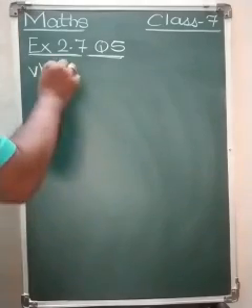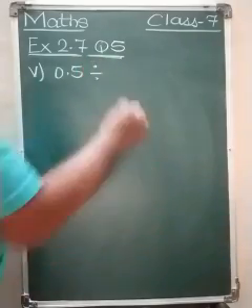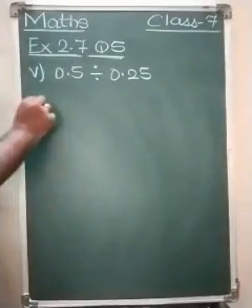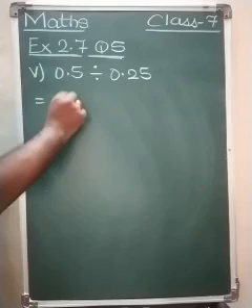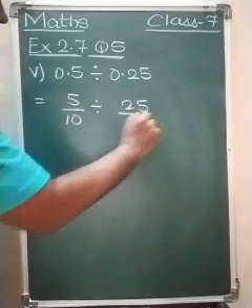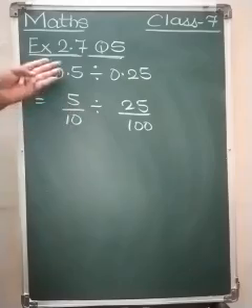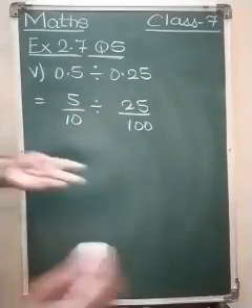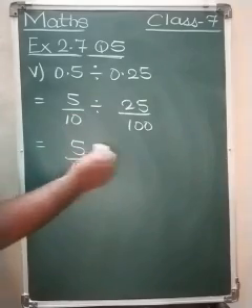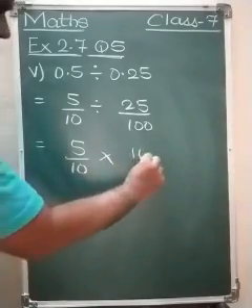Okay, the 5th sum, 0.5 divided by 0.25. Very quickly, we'll start. 5 upon 10 divided by 25 upon 100. I don't think you need to be explained again why 5 upon 10, why 25 upon 100. Many times we have cleared it. So here no explanation is needed. Directly I am going to write change and flip.